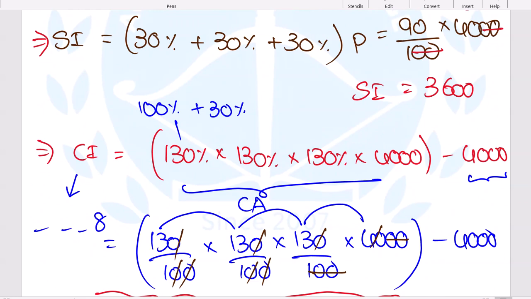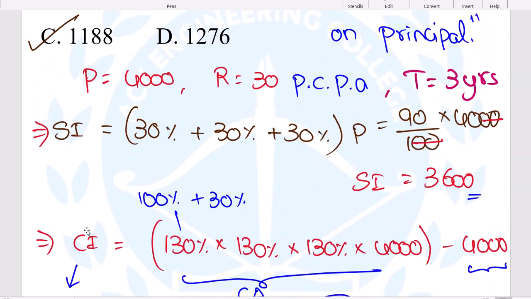Obviously, compound interest is always more than simple interest. For the same data, the principal is the same and the rate of interest is the same, so compound interest will give more amount than simple interest. So the compound interest value is more. The compound interest ends with 8, subtracting the simple interest which ends with 0, so the answer should end with 8. Only one option ends with 8.